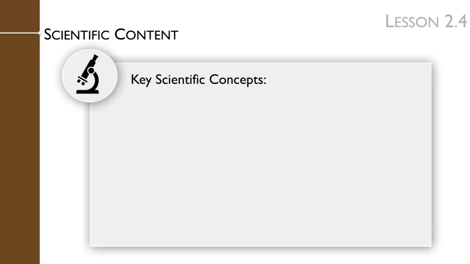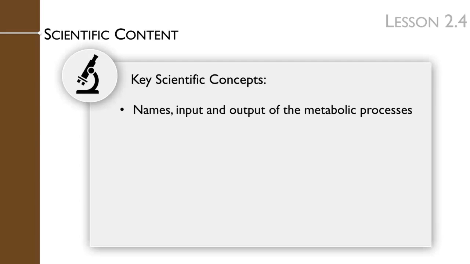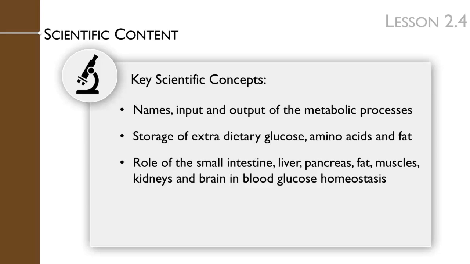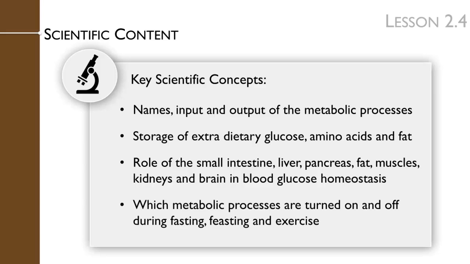To prepare for this lesson, you will need to review the key scientific concepts that will be presented throughout the lesson. They include the names, input, and output of the metabolic processes, storage of extra dietary glucose, amino acids, and fat, the role of the small intestine, liver, pancreas, fat, muscle, kidney, and brain in maintaining blood glucose homeostasis, and which metabolic processes are turned on and off during fasting, feasting, and exercise.